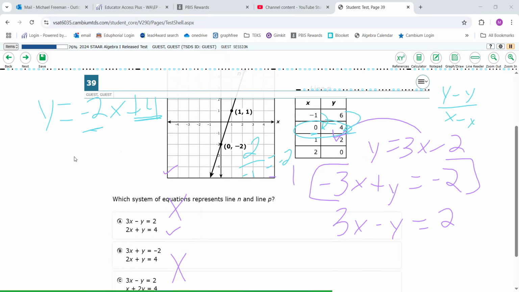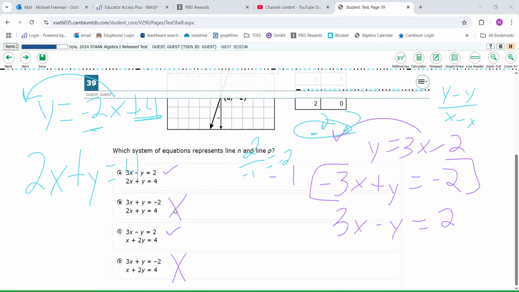All right, but again, I need it to be in standard form. So I got to move my x to the opposite side. So if it's negative 2x, when I flip it, it's positive 2x plus y equals 4. So let's see, it should be 2x plus y equals 4. Well, that is A. A says 2x plus y equals 4. So A makes both true.